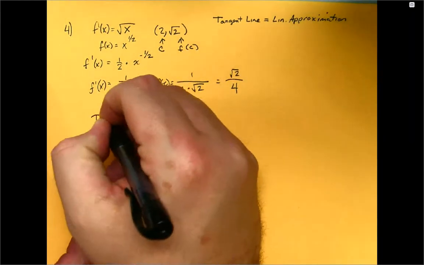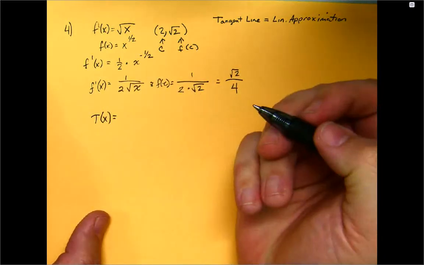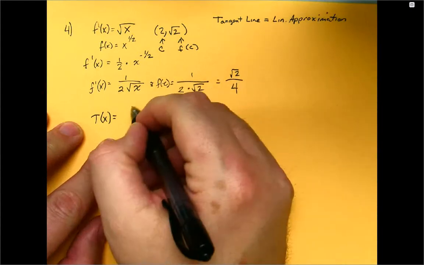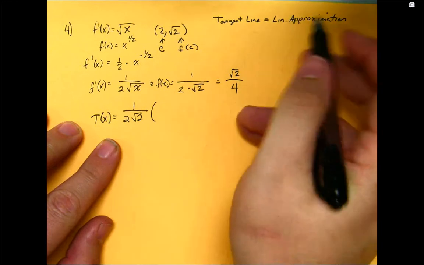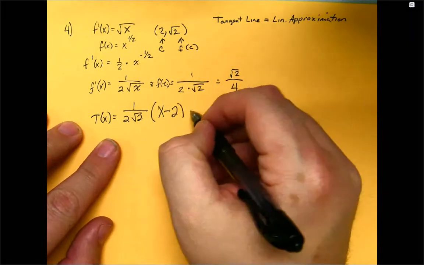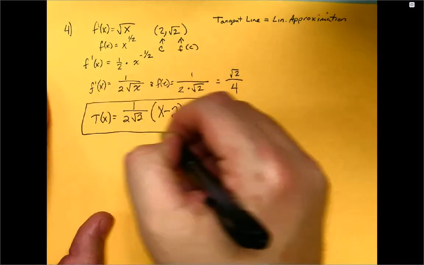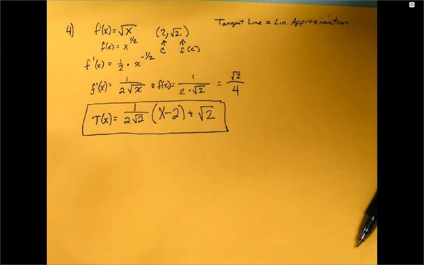Now, the tangent, which they call t of x, which is our linear approximation, is going to be the slope, which is this, times x minus c, which is 2, plus f of c, which is the square root of 2. And honestly, I wouldn't change a thing from that. I wouldn't distribute it. I wouldn't do anything, because there's not a whole lot you can do after you try to distribute it.